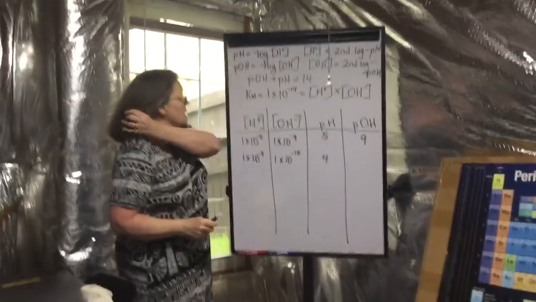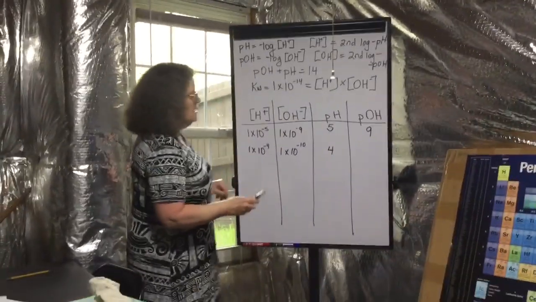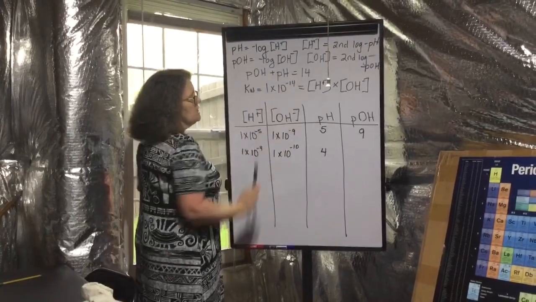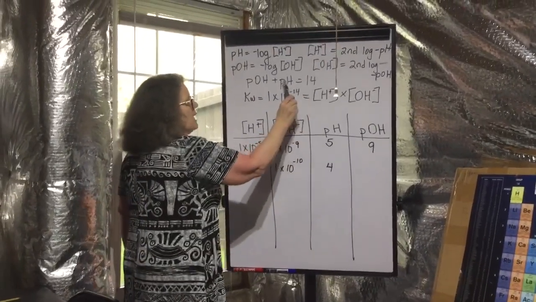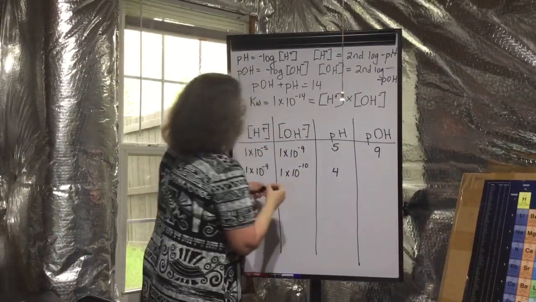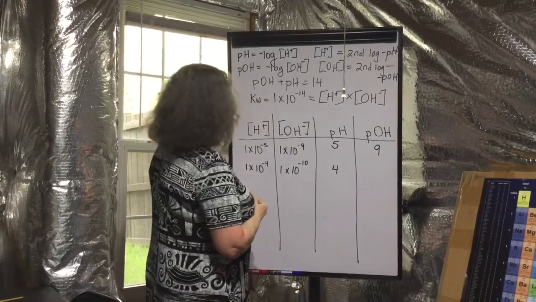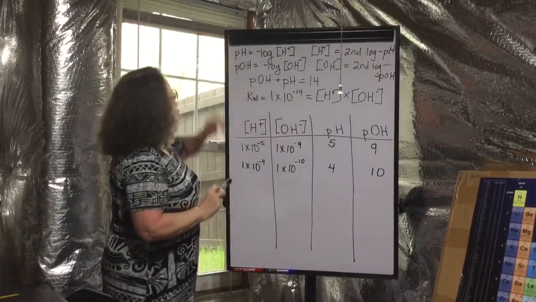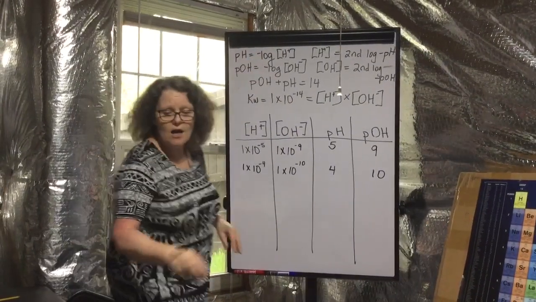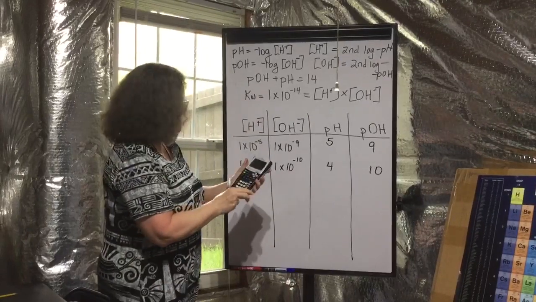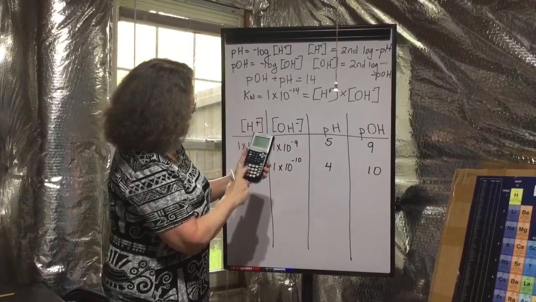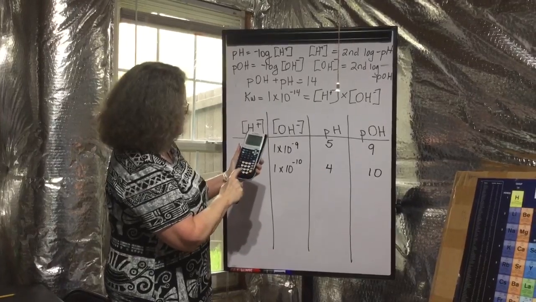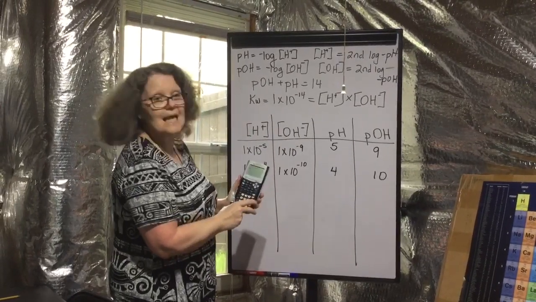Last thing I need is pOH. Okay. The pOH and the pH is 14. So 14 minus the pH of 4 is going to be 10. The other way I can do it is pOH is also the negative log of the hydroxide ion concentration, okay? So I can do negative log of 1 second exponent negative 10, enter, and get 10 that way.